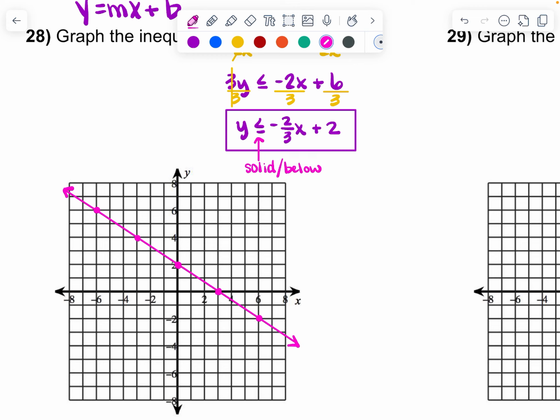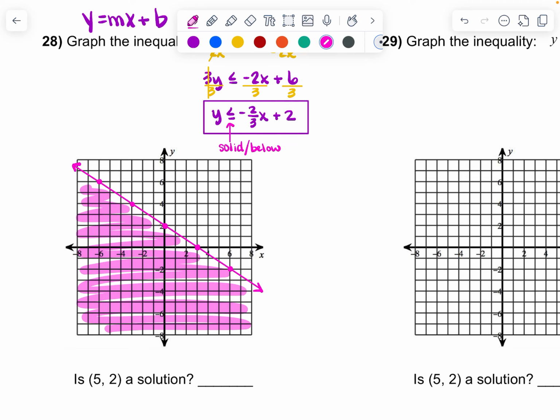And it's a less than, so we're going to shade everything below the line. Right, so this is our solution region here. I'm just going to kind of lightly shade it here. Okay, so any point on the line or in the pink shaded region is a solution to this inequality. Right, so solution region, right? Everything in here.